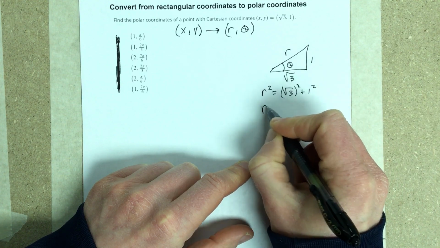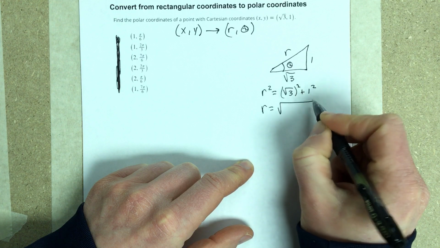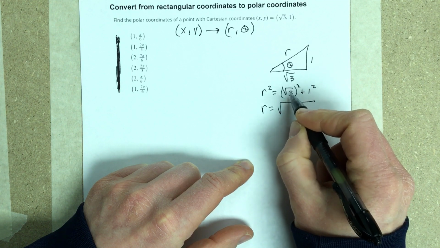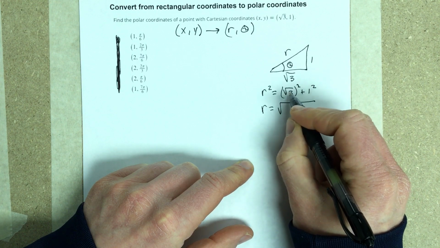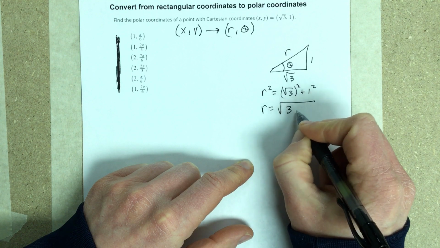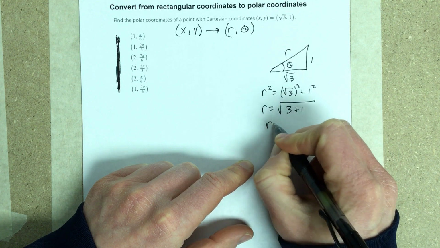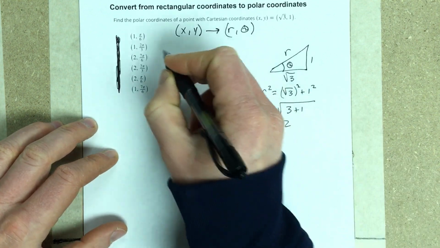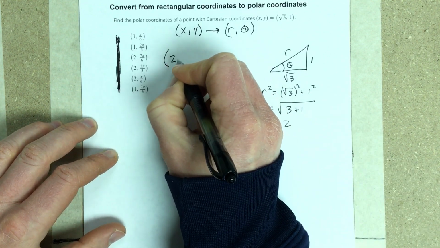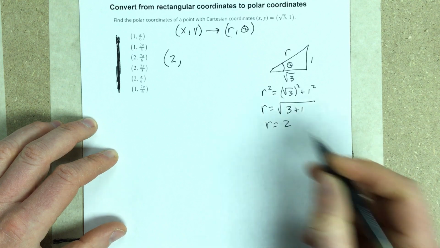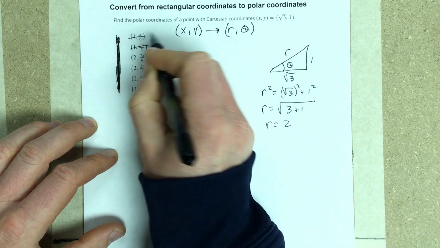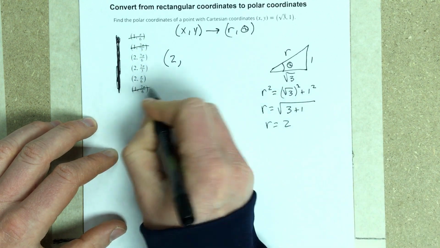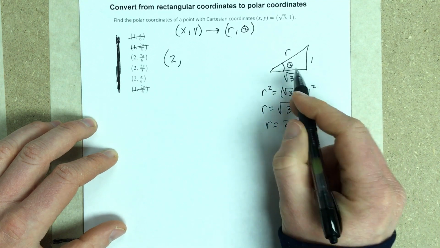And when I do that, I get r is equal to the root of, if I square this, the root of 3, that'd be 3 plus 1. So I get r is equal to root 4, which is 2. So I know that the first part of my coordinate is 2. So I can rule out these two options and that option. Then I'm going to go ahead and find theta.